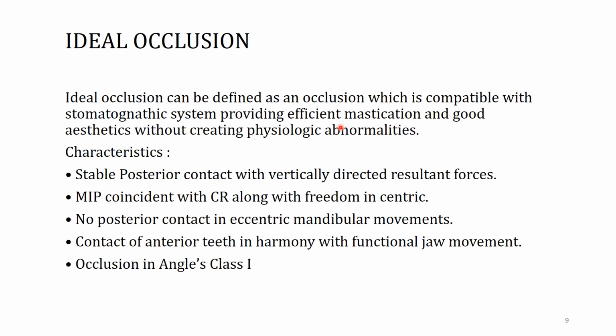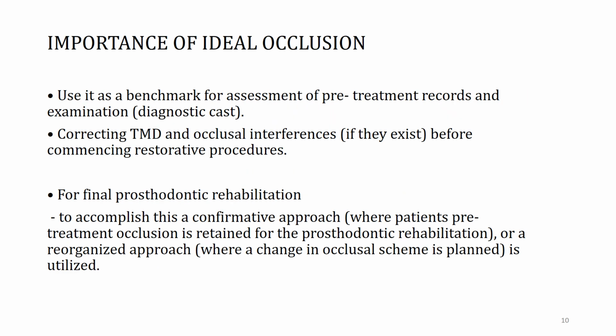Certain characteristics are there in this. It has to have a stable posterior contact. The MIP coincides with the CR, and no posterior contact in eccentric mandibular movement. We'll be discussing that later, the working and the non-working sides. Then there is contact in the anterior teeth and harmony with the jaw movements. And the occlusion should be in Angle's class 1. So those were the features of ideal occlusion.